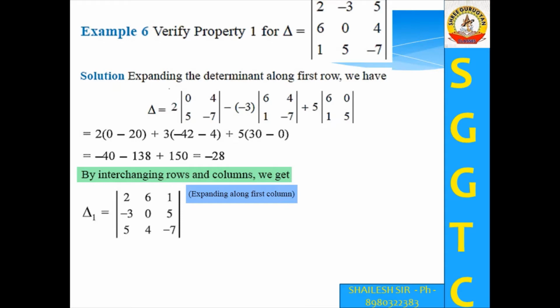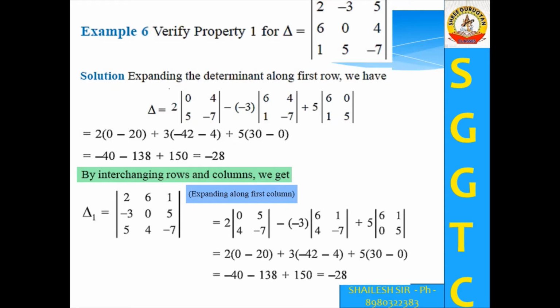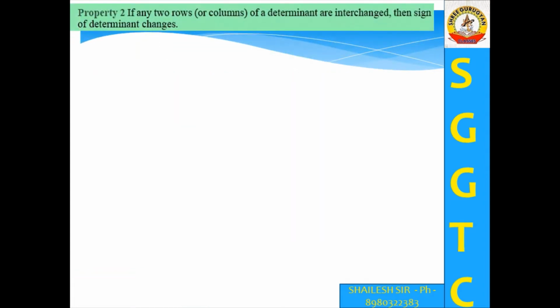This is your first row, 2 minus 3 5. Here I mention it in the column. Similarly, the second row you write down as the second column. The third row you write down as the third column. Students, one more time I repeat, there are total 6 properties. So all 6 properties I first explain properly in detail, and after that I start the related numericals.